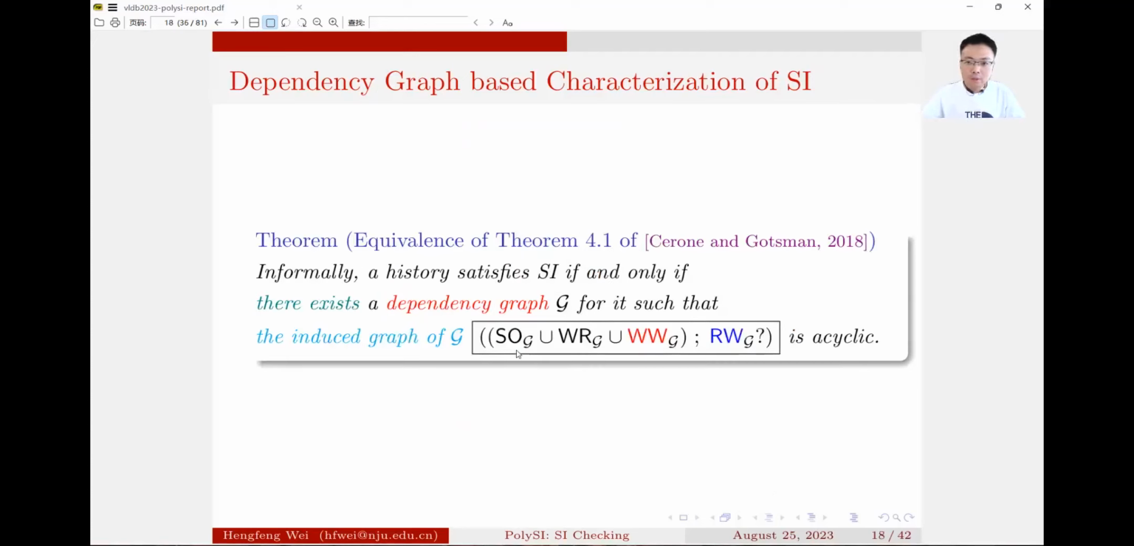This is an equivalent form of the previous theorem. It checks that the induced graph G of a dependence graph is acyclic.